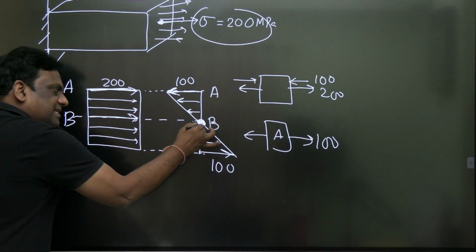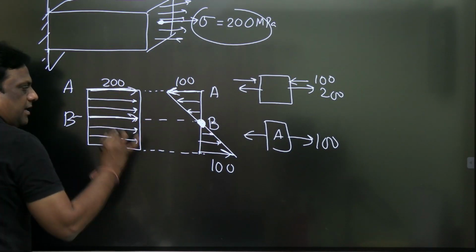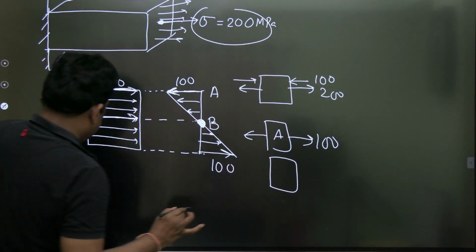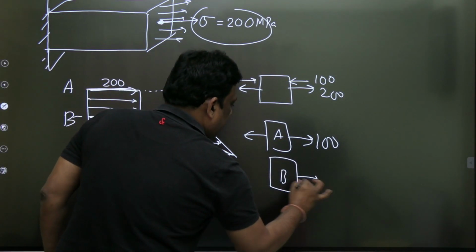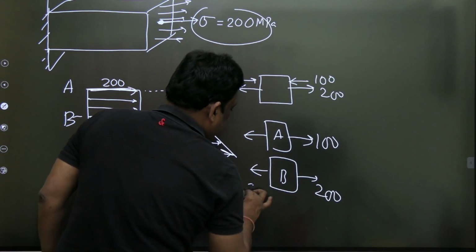At the neutral axis the bending stress is 0. At B it is 200. So therefore at B it is tensile, tensile of 200.